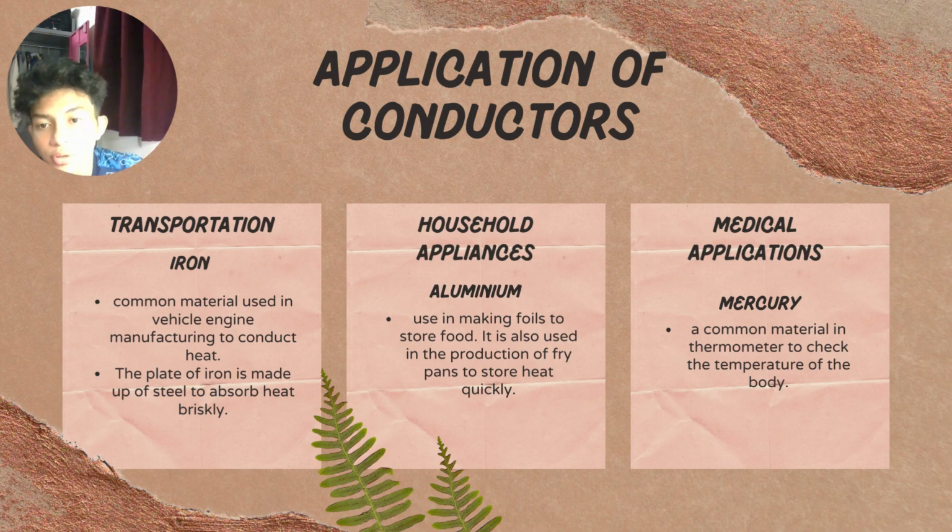So in transportation, the example of conductors is iron. Iron is a common material used in vehicle engine manufacturing to conduct heat, and the plate of iron is made up of steel to absorb heat precisely. For the household appliance, the example of conductors is aluminium. It is used in making foils to store food. It is also used in the production of fry pans to store heat quickly.